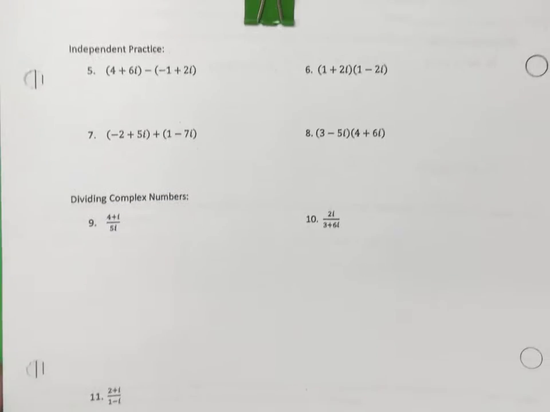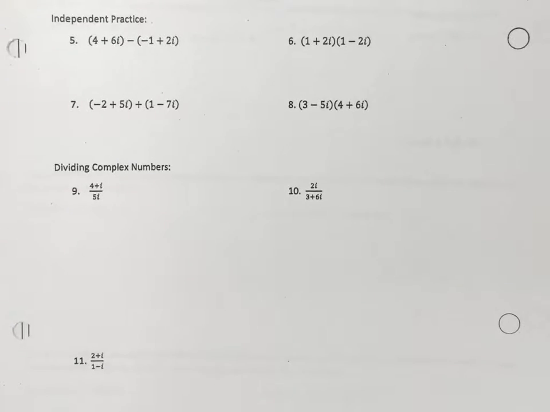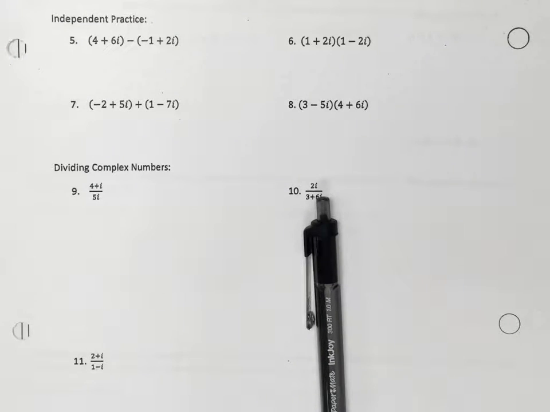All right. Page 16. All right, y'all try 5 through 8. 5 through 8, 5 through 8. And then we're going to do some new stuff at the bottom.